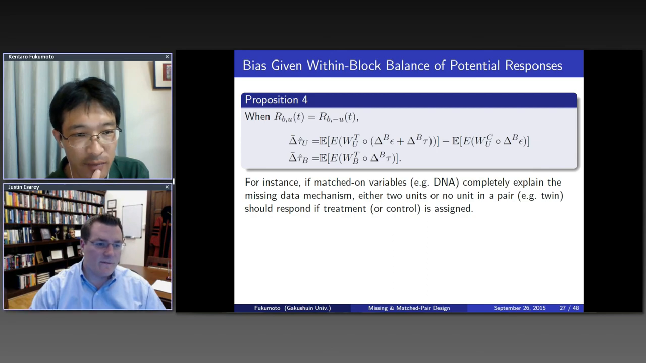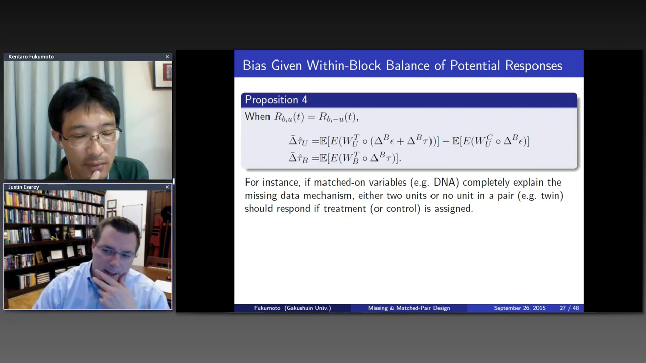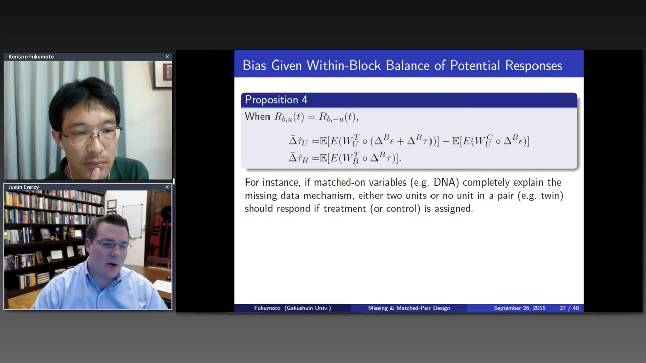Well, and then sort of a follow-up question to that. A couple of weeks ago, Gary King was on the IMC, telling us that you should never use propensity score matching. You should always use coarsened exact matching. Is there any interaction between the algorithm you use to perform the matching and your point about using blockwise deletion being better?